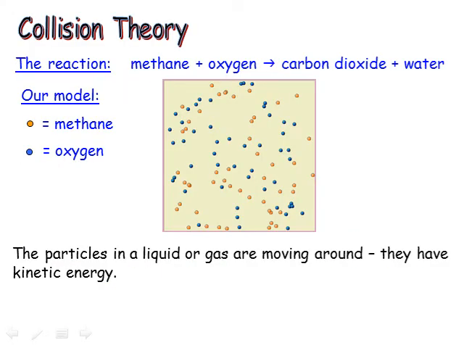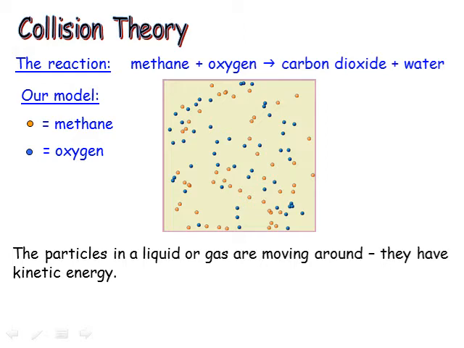To understand how the rate of a reaction is affected by factors such as temperature, we use a model of how a reaction works which we call collision theory. If we start with, for example, a mixture of methane molecules and oxygen molecules, these gas molecules will be moving around randomly with various different speeds and hence various different amounts of kinetic energy.